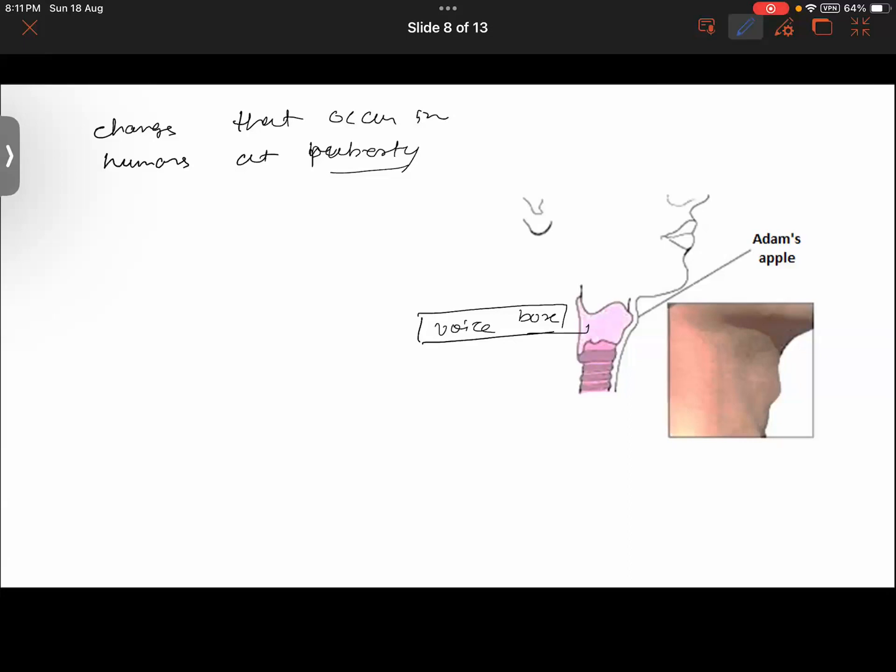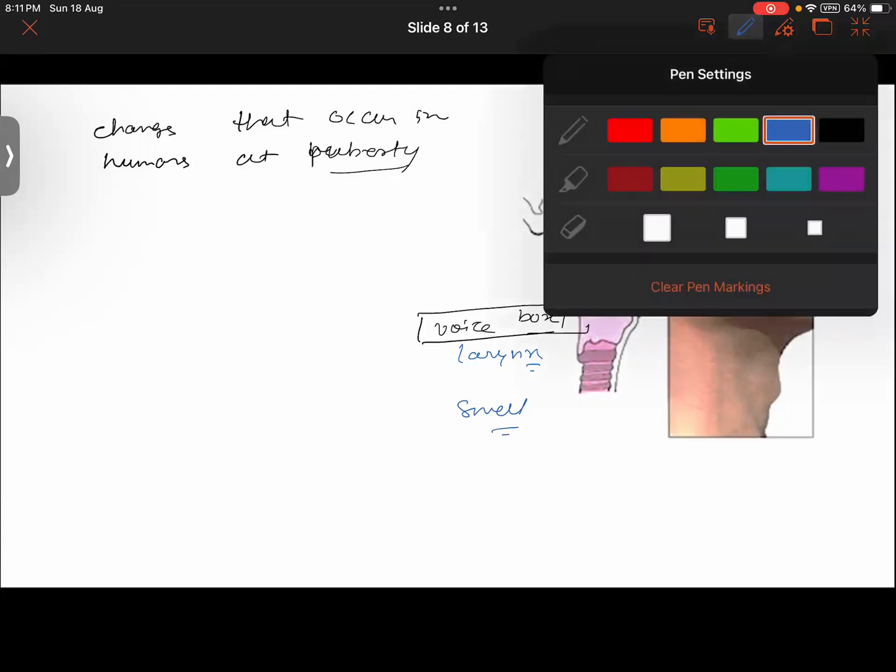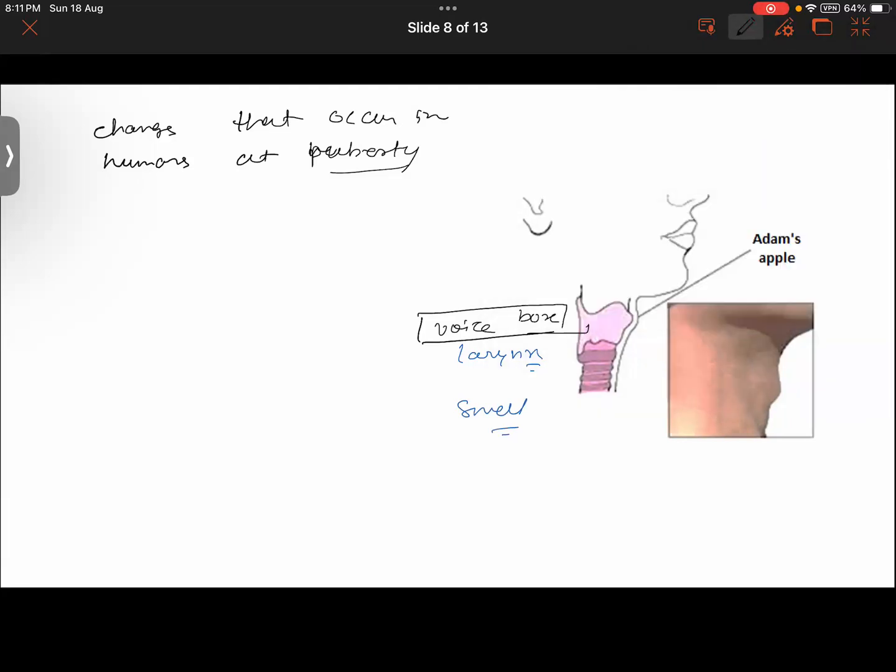So what happens is this voice box, basically the larynx, swells. Thereby the voice, particularly in the boys, changes, and in the girls also changes. In the case of boys, their voice becomes hoarse. This will occur only for some time, due to the change in the shape of the larynx.